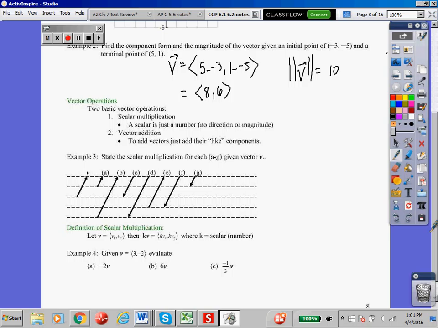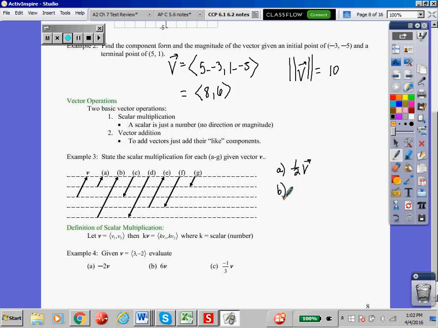So look at example 3. This is really kind of cool and a nice visual. In example 3, it says state the scalar multiplication for a through g if you're given vector v. So vector v is like 2 segments here. Do you see it? Or 2 rows. So in letter A, how would I get this to be half of that? Yeah, or 1/2 vector v.